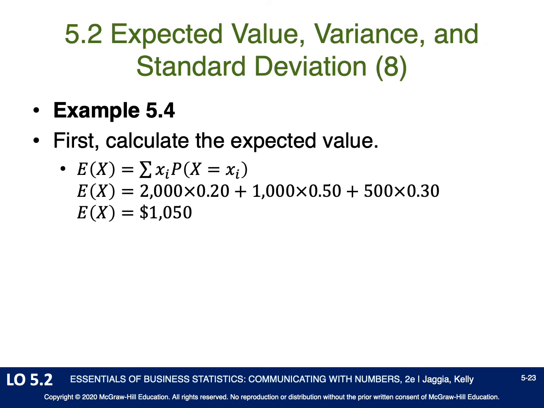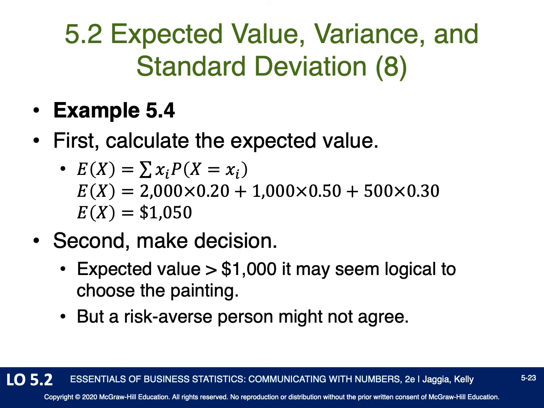So first we should calculate the expected value. So we'll multiply each value, potential value, by its probability. So the mean or the expected value is 1,050, just over $1,000. And then we could again make a decision. So again, it might seem logical to take the painting because it has an expected value, a mean of over $1,000, but again, that risk averse person may not agree.